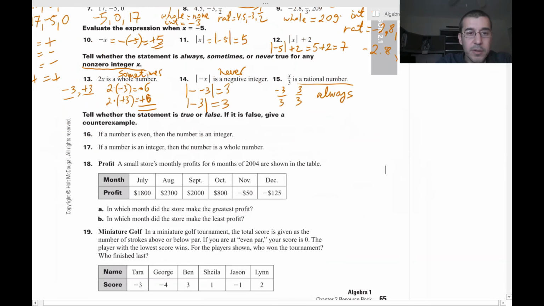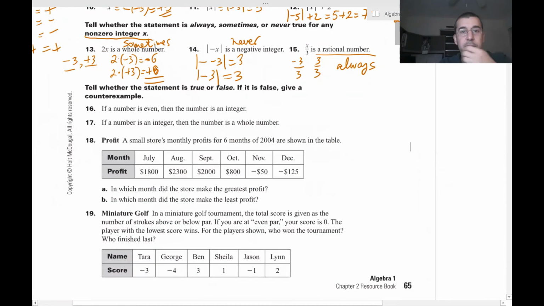Tell whether the statement is true or false. If it is false, give a counterexample. Number 16, if a number is even, then the number is an integer. So what are even numbers? 2, 4, 6, 8, 10, and so on, right? So if a number is even, then the number is an integer. Yes, that is true.